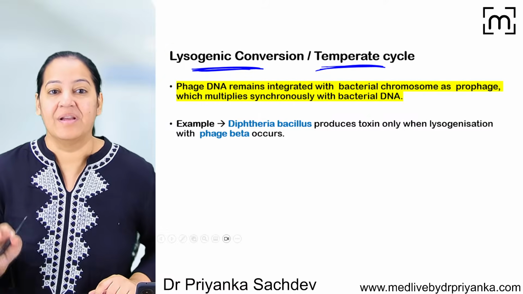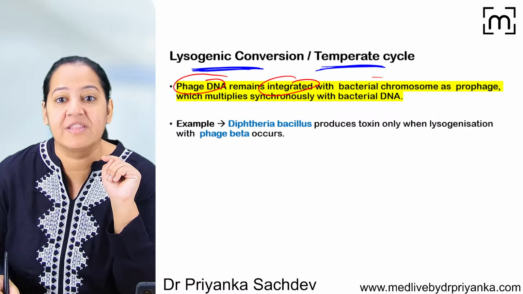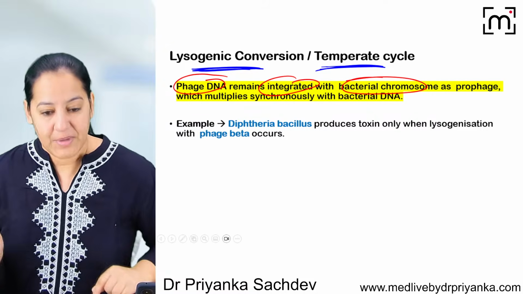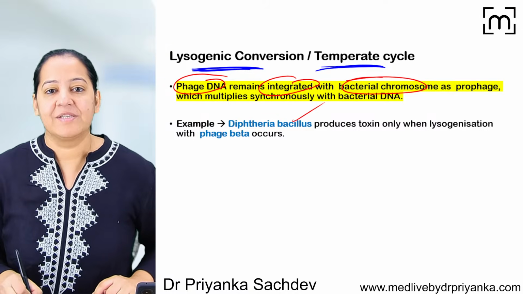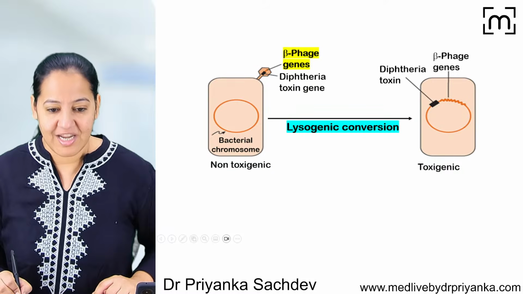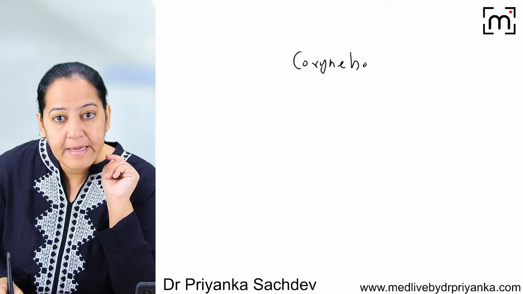This is lysogenic conversion. The definition is that phage DNA is integrating with the bacterial chromosome, and the combination which is formed is known as prophage. The best example is diphtheria. Have you heard about the bacteria? The name of the bacteria is Corynebacterium diphtheriae.